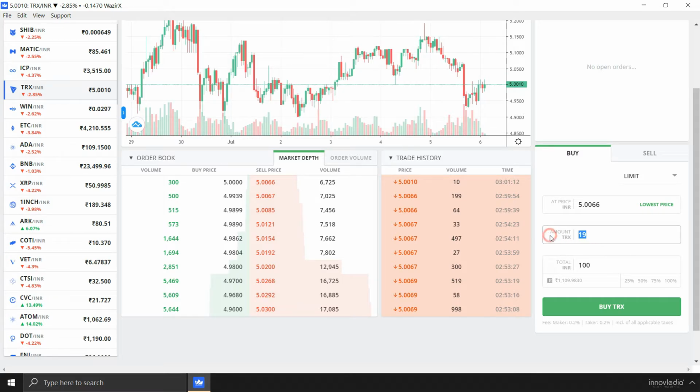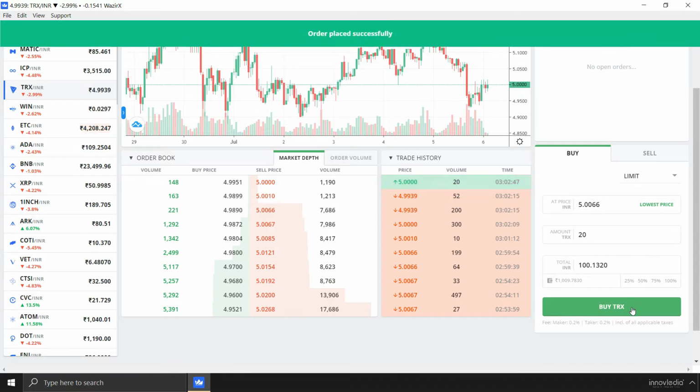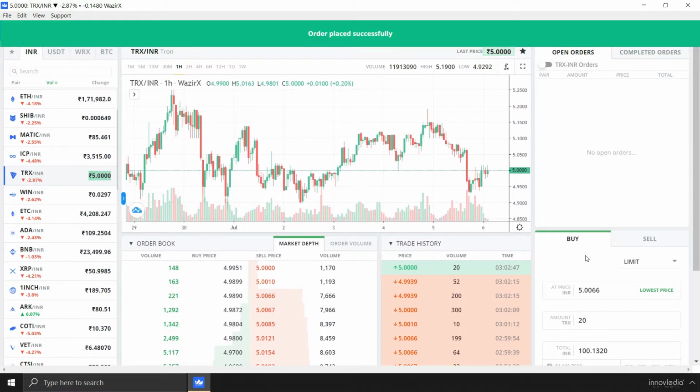You can also type in here the number of coins that you would like to buy, such as if I wanted to buy 20 coins, that would cost me 100 rupees and 1320 paisa, which is up to 4 decimal places. It's like 13 paisa only, not 20 paisa. So 100 rupees 13 paisa it's going to cost me to buy 20 Tron coins at this price. Alright, and now I'm going to purchase this limit order by clicking on this buy TRX button. The order has been placed successfully.